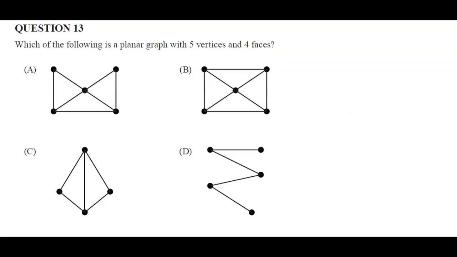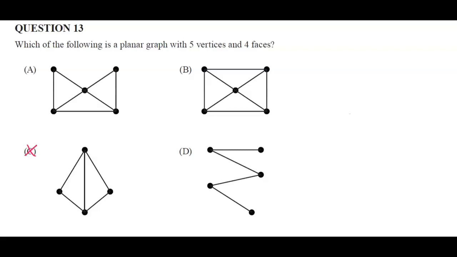Well, if we have a look at our selection here, A, B, C, or D, you'll notice straight away that C only has 4 vertices, so that one's out. Now we need to look at our faces. When we look at the faces of a planar graph, what it's referring to is also the regions, and the regions are separated by boundaries.